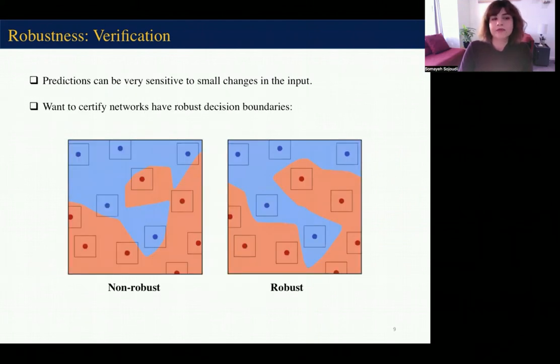Since predictions can be very sensitive to small changes in the input, we want to certify that our networks have robust decision boundaries. Each of these pictures shows two different sets of points that are colored in blue and red. The left picture demonstrates a non-robust decision boundary, while the one on the right side shows a more robust scenario.